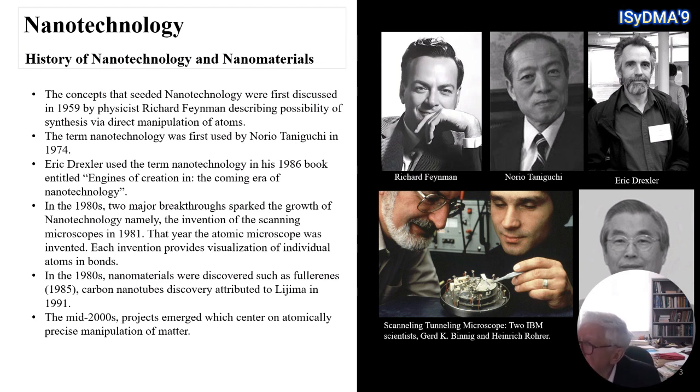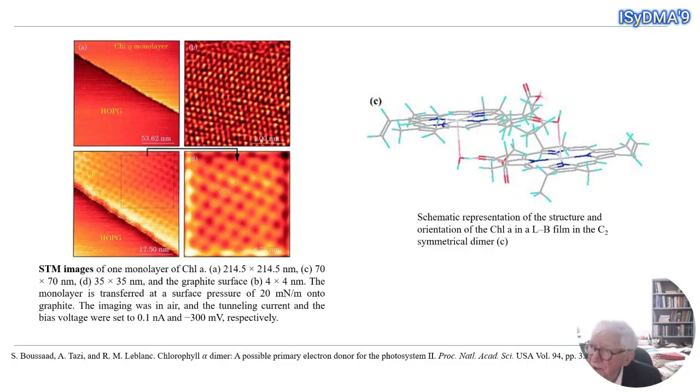And there were two inventions in the 1980s by two scientists, Binnig and Hoover, the scanning tunneling microscope and the atomic force microscope. From the 1980s to 2000, the number of papers published on nanotechnology increased extensively. So, one example of this manipulation of atoms is on the next slide.